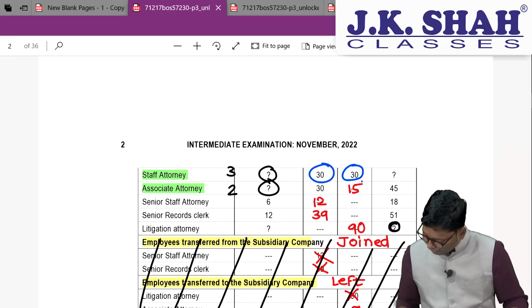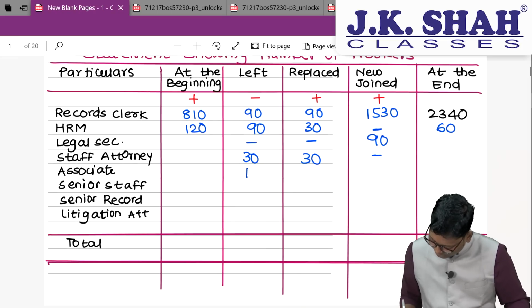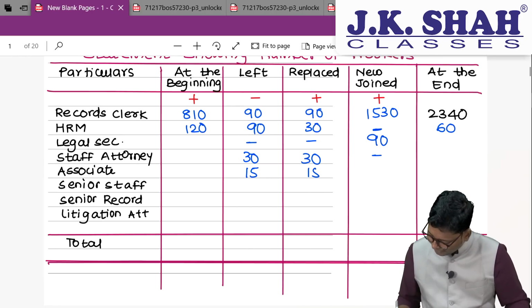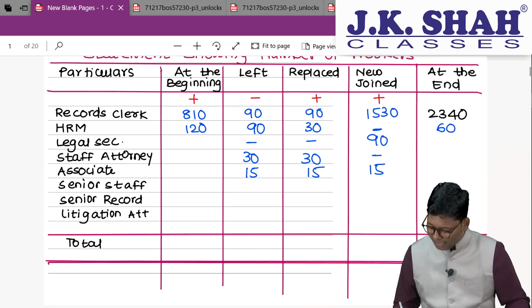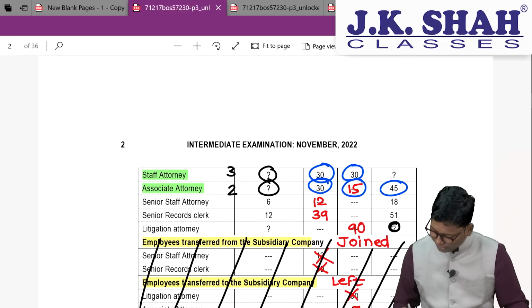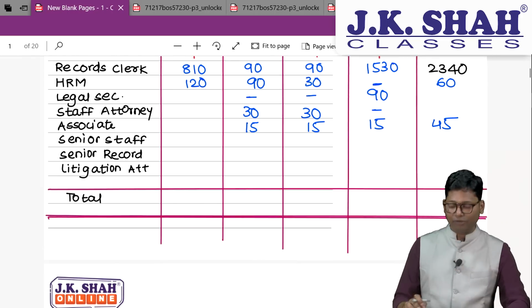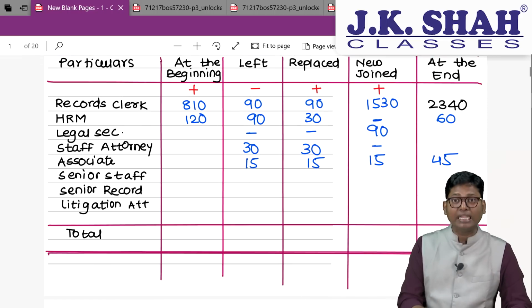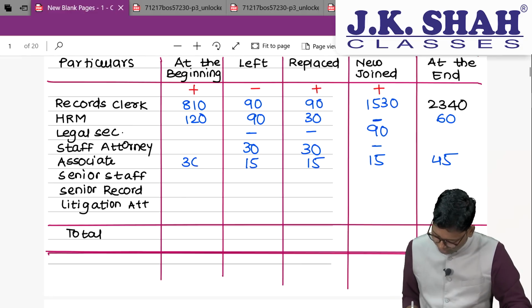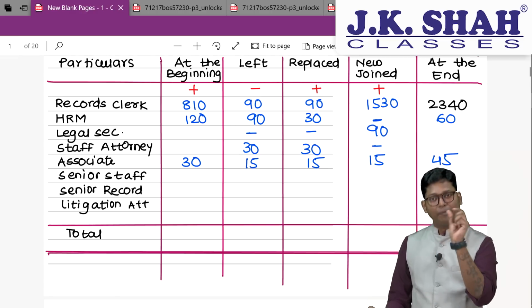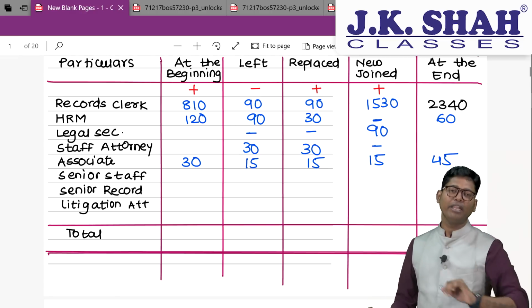Associate attorney, again 15 employees left during the year. 15 employees left, but 30 employees joined. That means 15 replaced and 15 new joined, correct? And one more figure is available at the end of the year: 45 employees are available. If you go in reverse order, you must calculate 45 minus 15, again minus 15, plus 15. So the beginning strength can be computed. It is 30. 30 employees, 15 left, 15 replaced and 15 new joined, and therefore 45 employees are there.